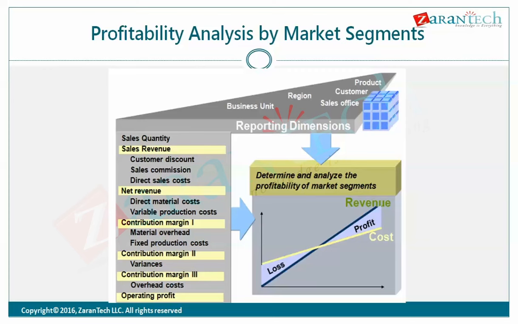At the same time, if you see on the top, you have reporting dimensions. Now all these reports at the bottom, profit and loss reporting, cost and revenue reporting, are driven based on business unit, region, sales office, customer, products. Right?